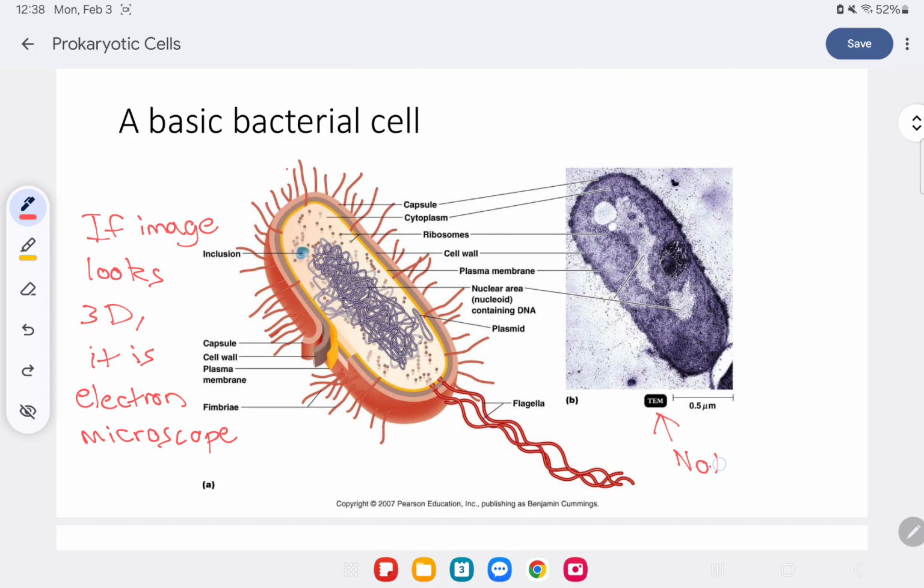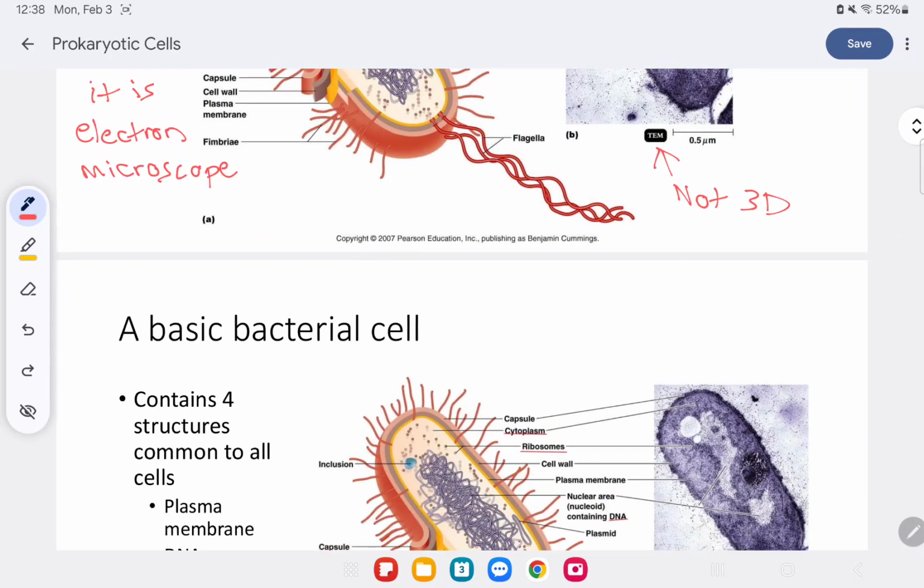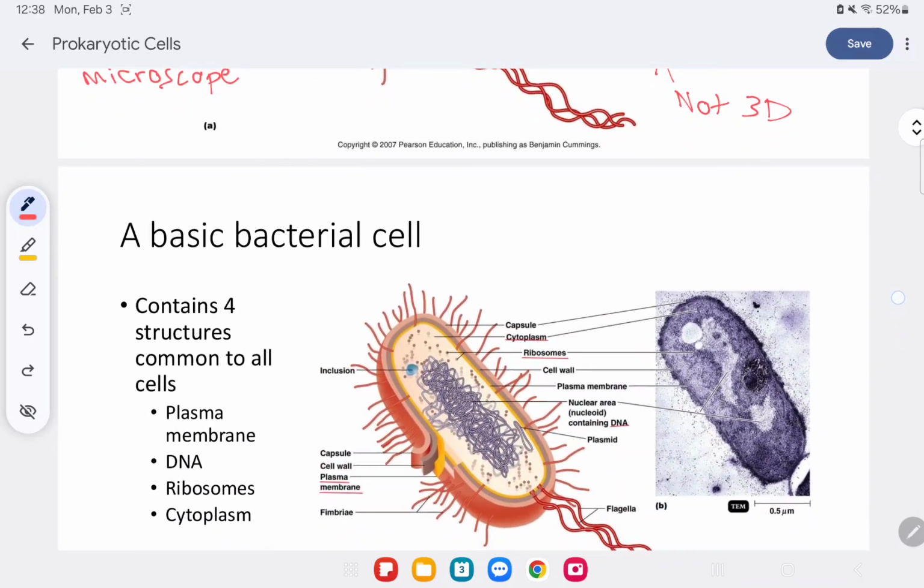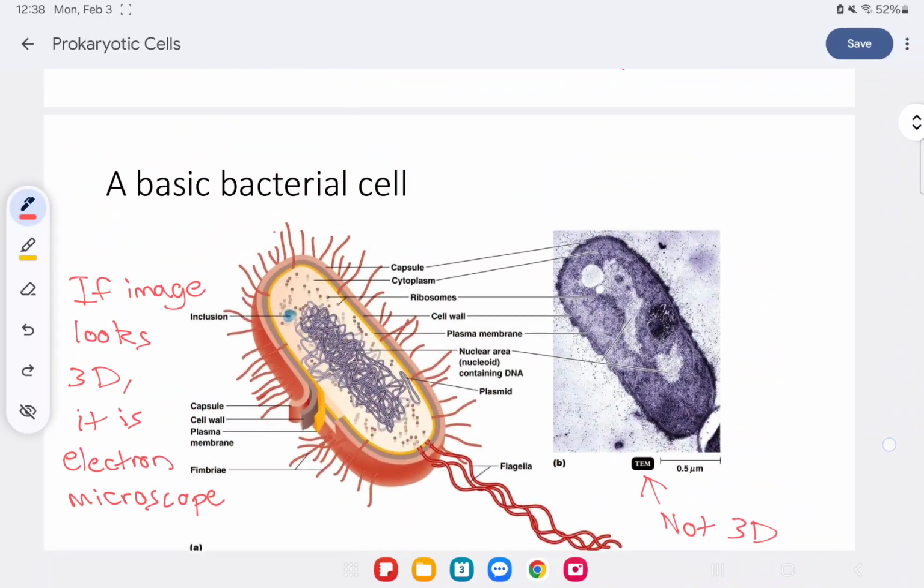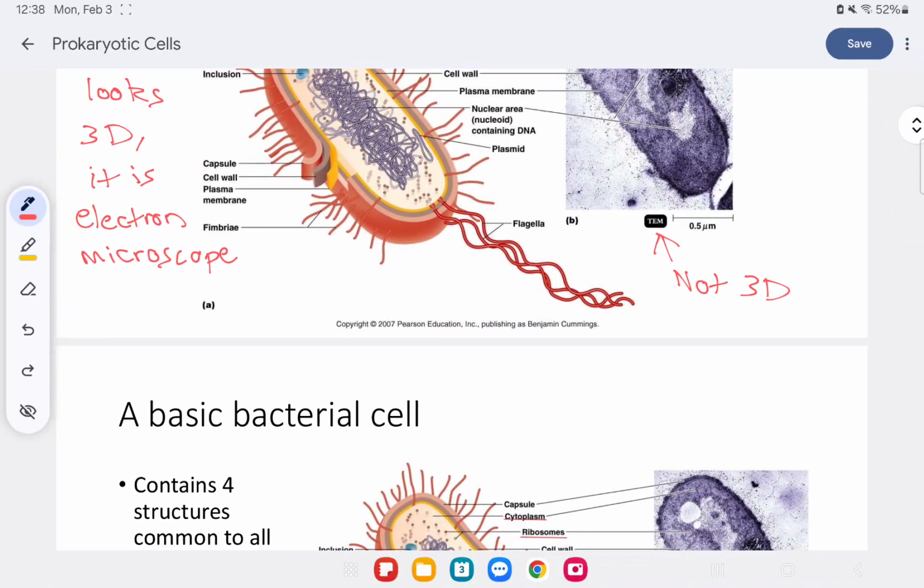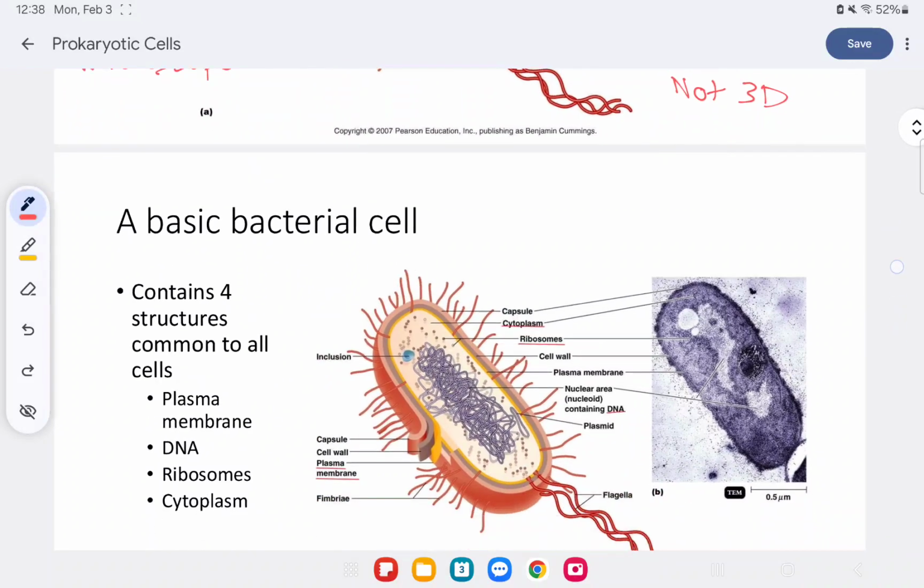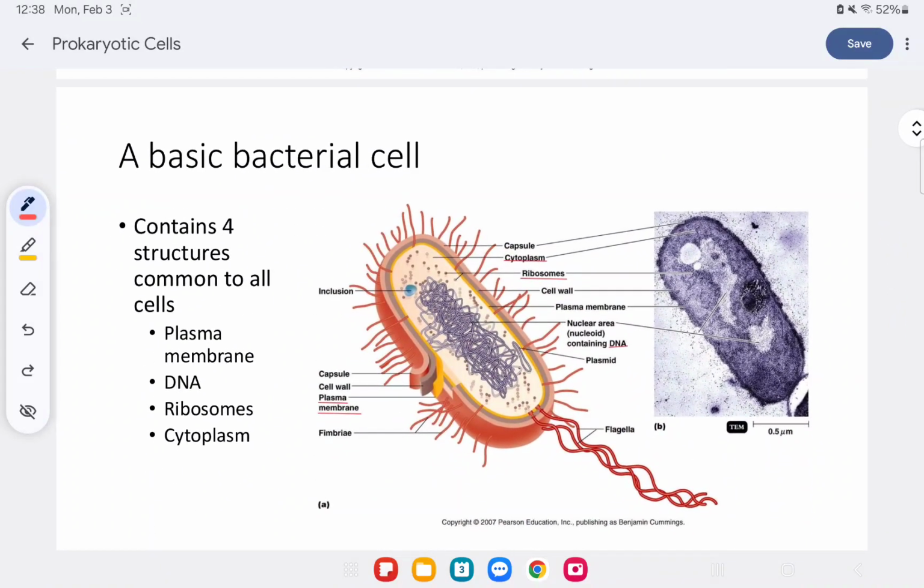Okay? All right, so then looking from the outside in, first off, we note that all 4 structures that I would find in any given cell are in fact present in bacteria. So we have the plasma membrane, we have the DNA, we have ribosomes, we have a cytoplasm. All cells have this. These are 4 structures. So remember, we have the elements, we have the carbon compounds, then the structures, right?